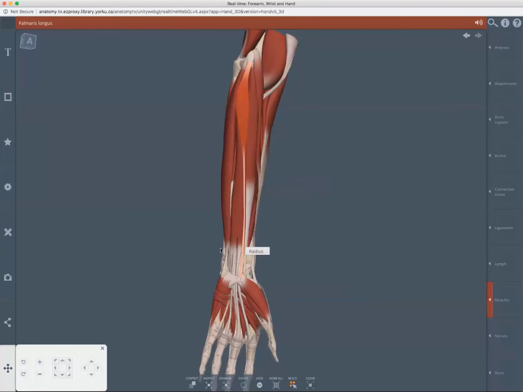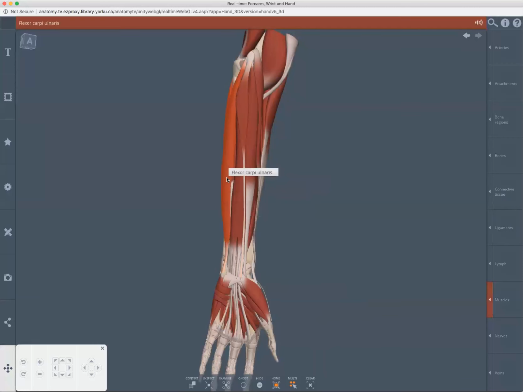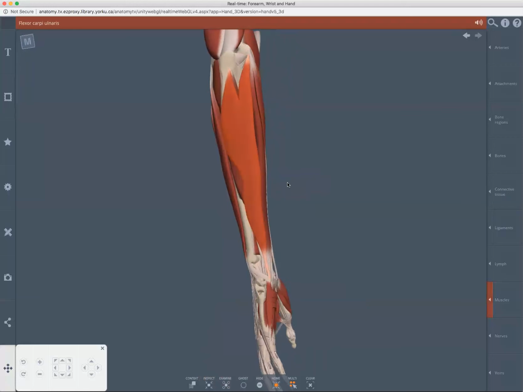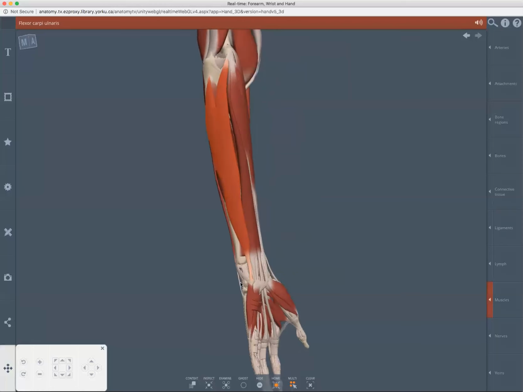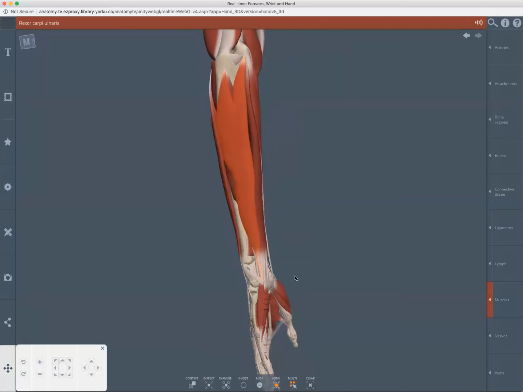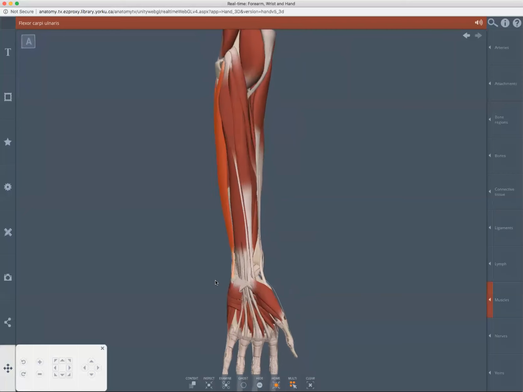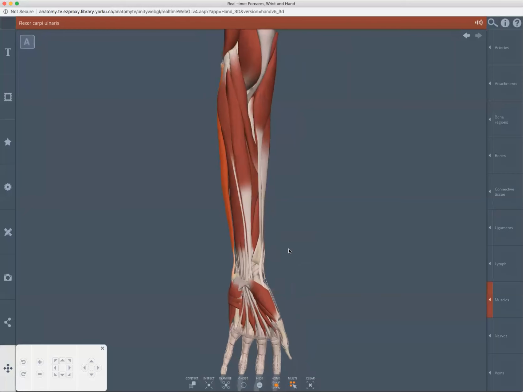So palmar fascia is fine. As we continue to move medially, we have flexor carpi ulnaris, and you can see the origin is quite broad here. Okay, so it is originating on the humerus like the other muscles, but also over here on the ulna, and it's going to come down on the ulnar side. Inserting down there at the pisiform and base of the fifth metacarpal here. Okay, so flexor carpi ulnaris.